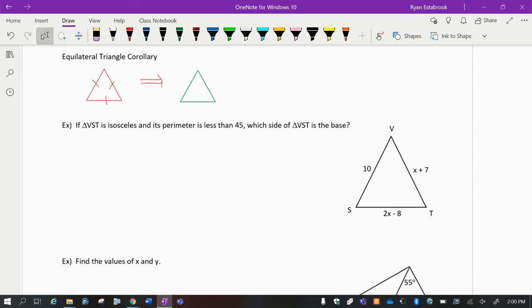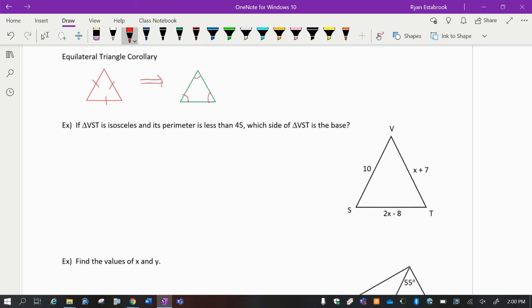Next up, we have our equilateral triangle corollary. The corollary is kind of like the tag along, the little younger sibling, that because something else is true, it's going to work for this one. In other words, if we have an equilateral triangle, that means it also has to be isosceles. So if these two sides are congruent to each other, it means these two angles have to be congruent to each other. And if these two sides are congruent to each other, it means these two angles have to be congruent to each other. In other words, if all three sides are congruent, then all three angles are congruent.